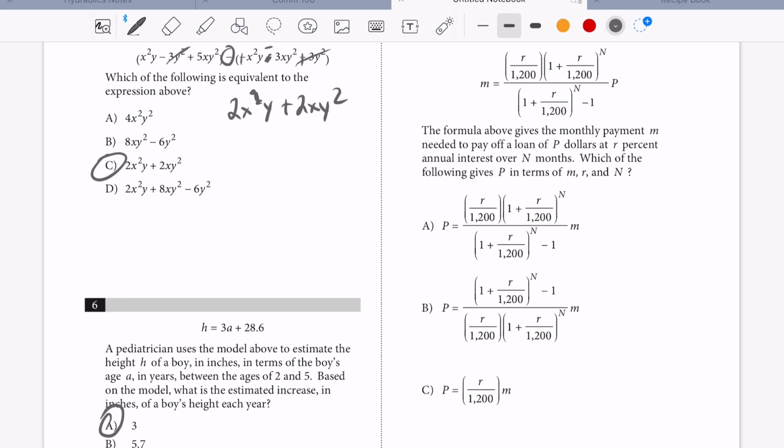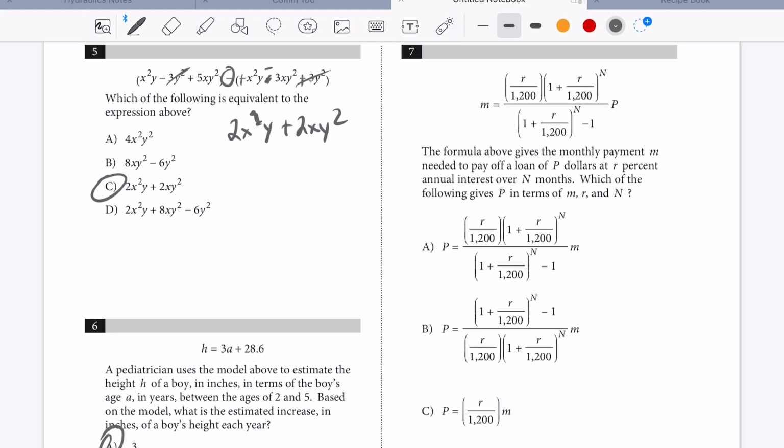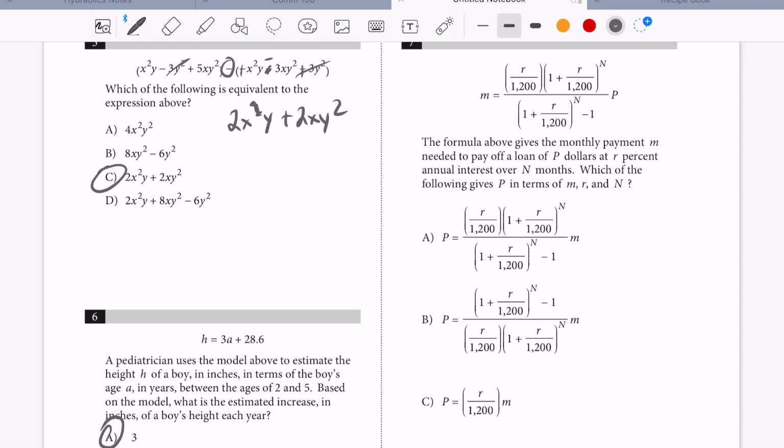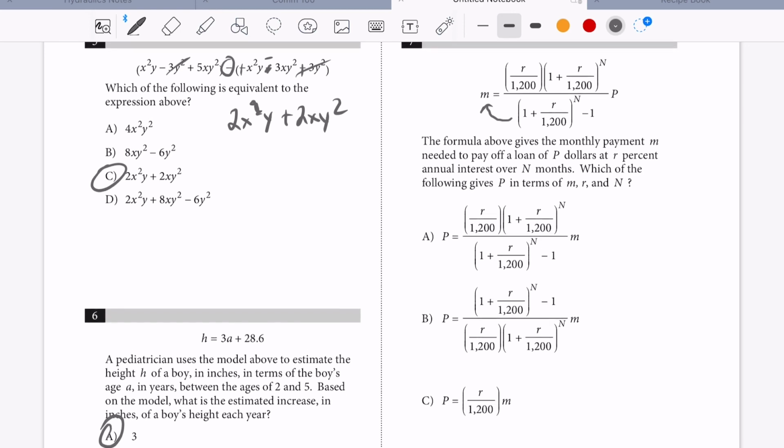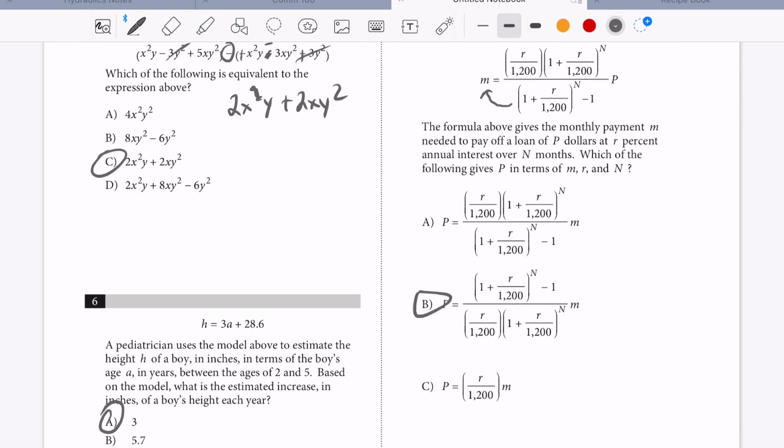The formula above gives the monthly payment M needed to pay off loan P. Which of the following gives P in terms of M, R, and N? Okay, so we're just going to have to rearrange this equation for P, and we know that we're just going to be multiplying this denominator by M. And if we look, let's see if that's all we need to know here. Yeah, the only answer can be B, so we can go ahead and move on from that.